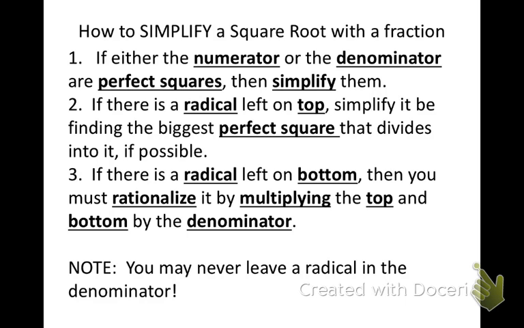Next, we're going to talk about how to simplify a square root with a fraction. So number 1, if either the numerator or the denominator, that's the top or the bottom, are perfect squares, then simplify them. If there is a radical left on the top after you do step 1, then simplify it by finding the biggest perfect square that divides into it if possible. If there is a radical left on the bottom, then you must rationalize by multiplying the top and the bottom by the denominator. Note, you may never leave a radical in the denominator. It's just not good form to leave a radical in the denominator. It's fine, though, to leave it in the numerator.